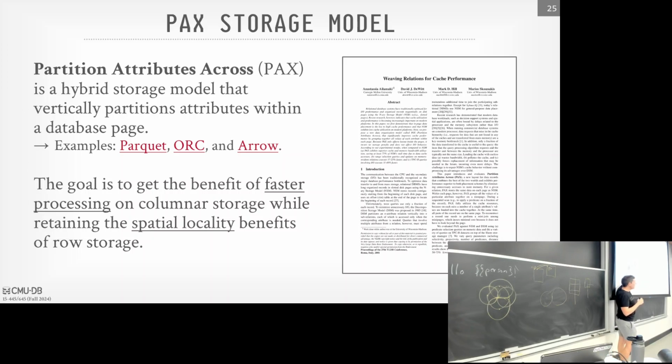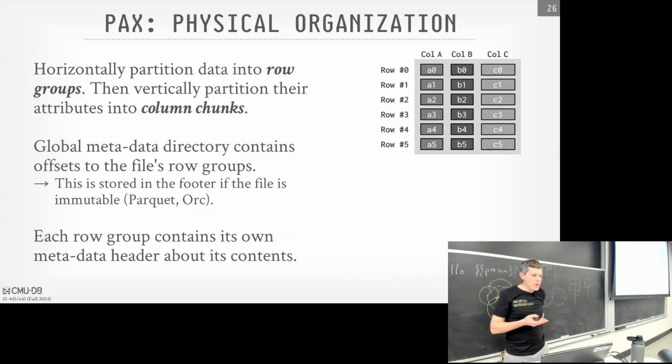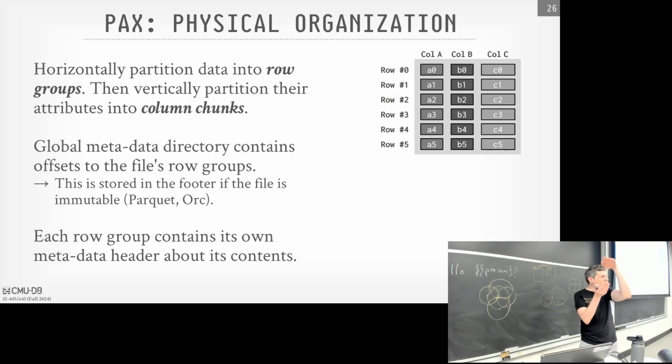And so, as I was saying before, most systems, when they say they're a column store, are really going to be doing this. If you use these open source file formats like Parquet, ORC, and Arrow, they're going to be doing PAX. Sometimes you'll see in their literature that they refer to it as PAX. So what we're going to do is horizontally partition the tuples into row groups. I think Parquet calls them row groups, ORC calls them something else, but it's basically some number of tuples. And then within the tuples in the row group, we're going to vertically partition them into column chunks.